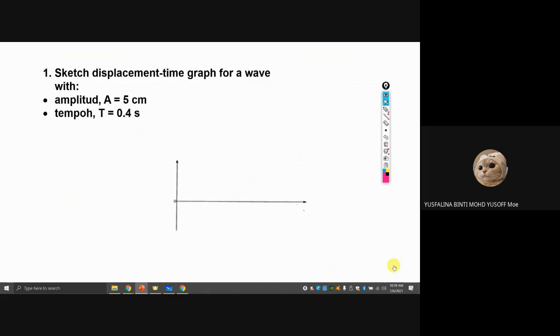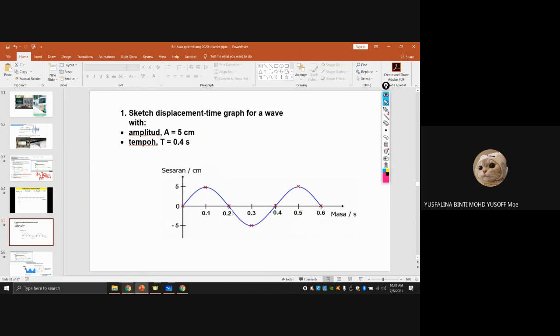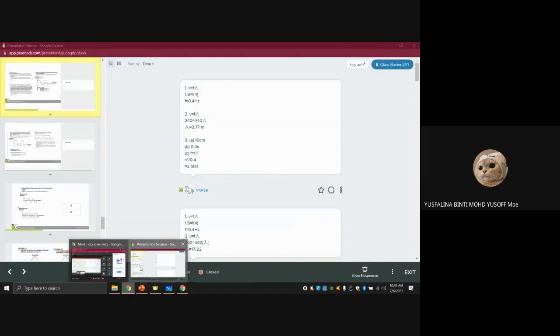Okay, so now I will give you a link. This is a peer deck actually, so you have to draw the graph. Wait for a moment.